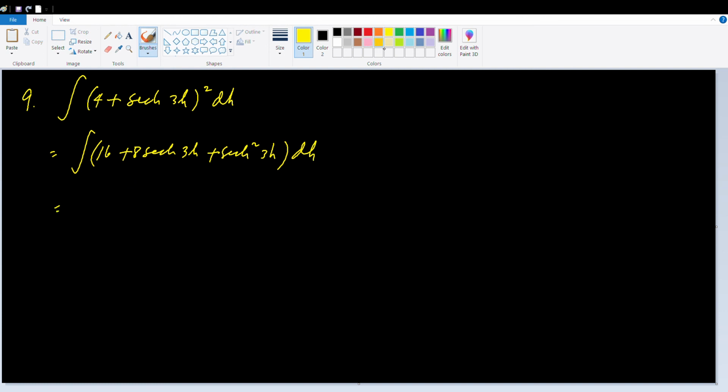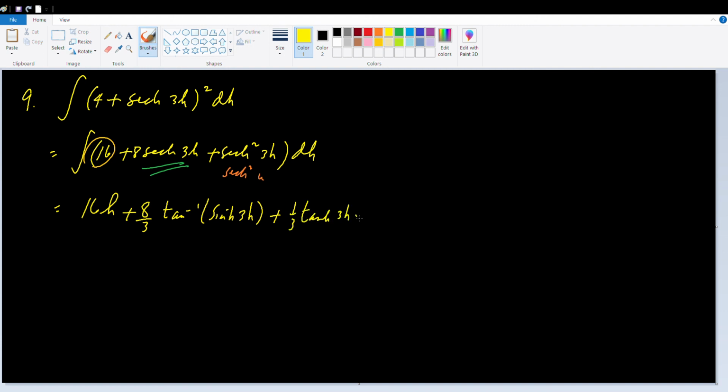So we integrate term by term, beginning with 16 dh, that will be equal to 16h plus 8 times the integral of hyperbolic secant, which is equal to what? Arctangent of hyperbolic sine of u. But because of 3h, that will be 8 all over 3. Alright? And that is arctangent of hyperbolic sine of 3h. Plus, we know the integral of hyperbolic secant squared u, which is hyperbolic tangent. But we check our u, which is 3h, so that will be 1/3 hyperbolic tangent of 3h plus c. Right?